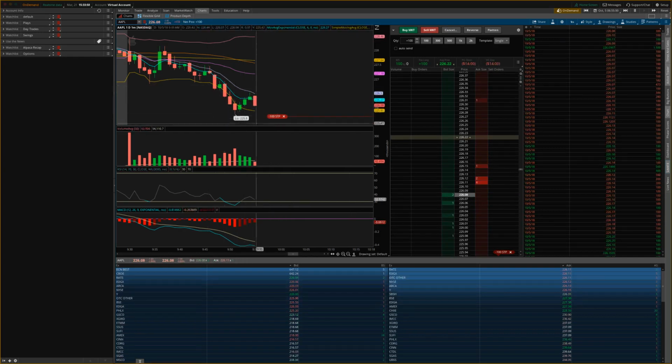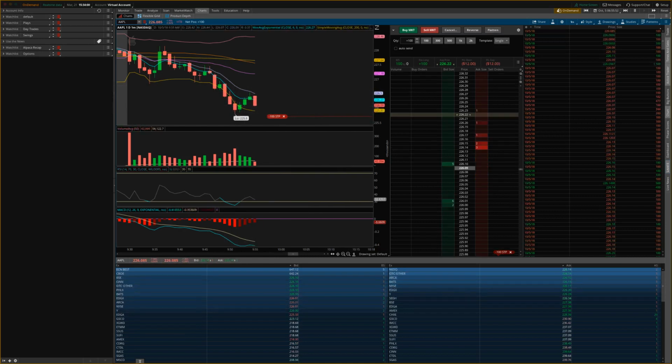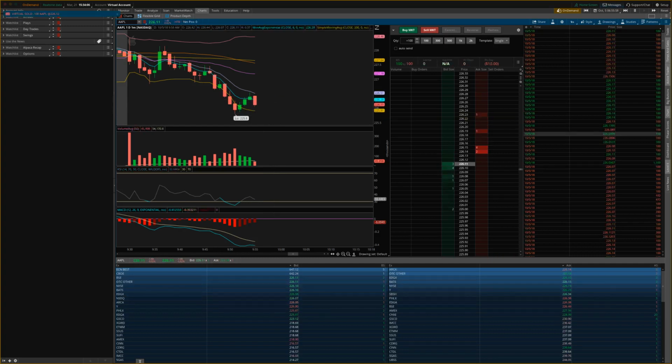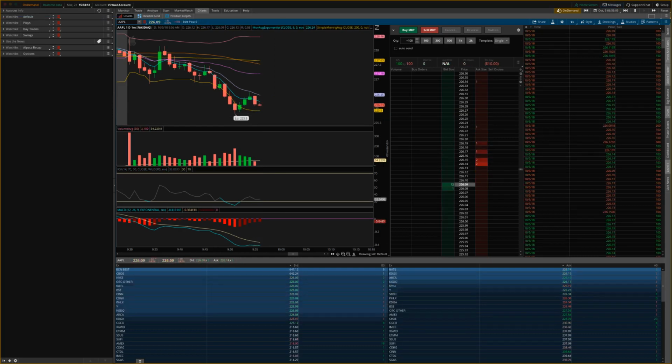So if I want to exit my position, I can click flatten right here, or just move my stop loss to the candle. Send. And now I'm out. And I lost $10. Cool. So I hope this made sense. Level 2, time and sales, and active trader.